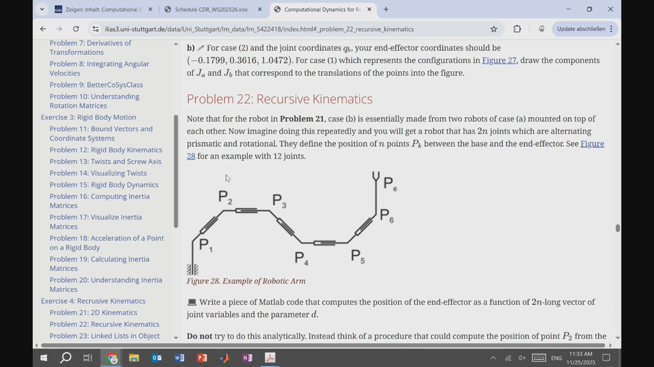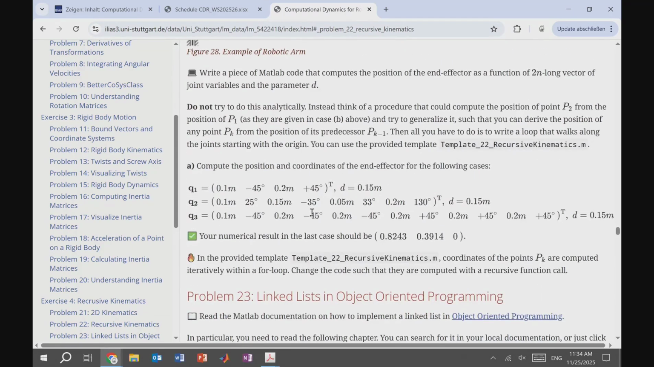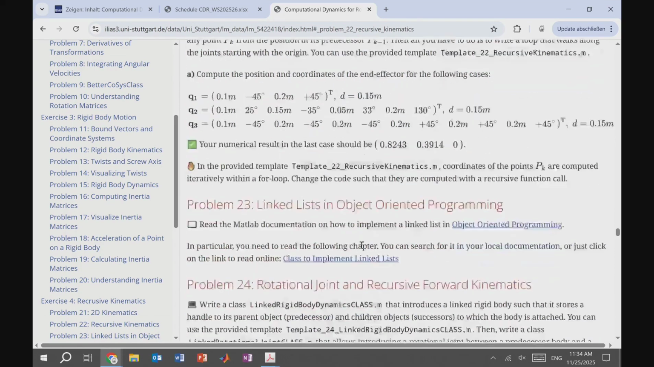We will use this example later on to reason about computational efficiency. So this n here, the number of joint pairs, translational and rotational, at some point we will choose to be 1,000. So you get a really hyper-articulated snake robot. There are some interesting snake robots around, but none of them are fixed on a base with an end effector; they move and undulate through open terrain. So this would be problem 22, and in the usual fashion, here are a few test cases that allow you to check whether your solution is correct.